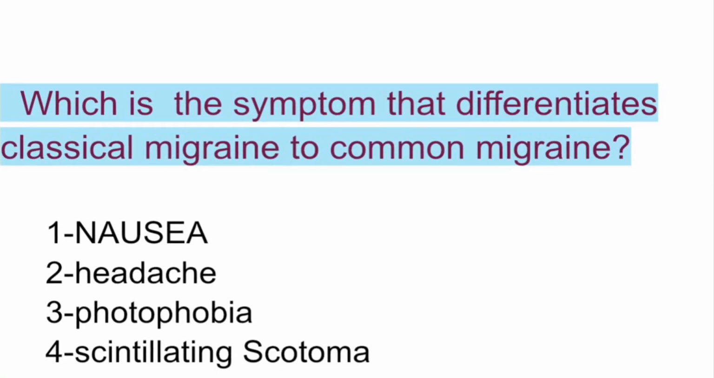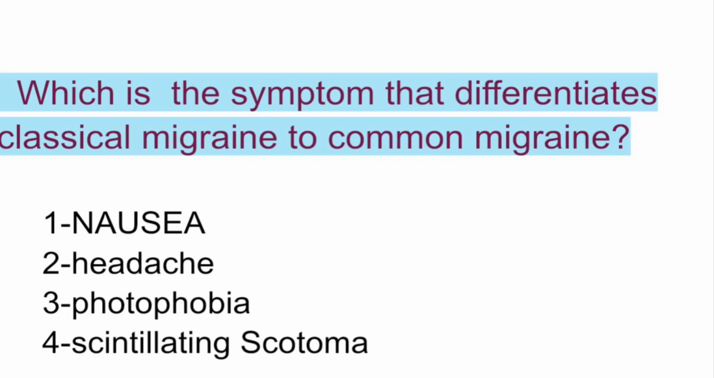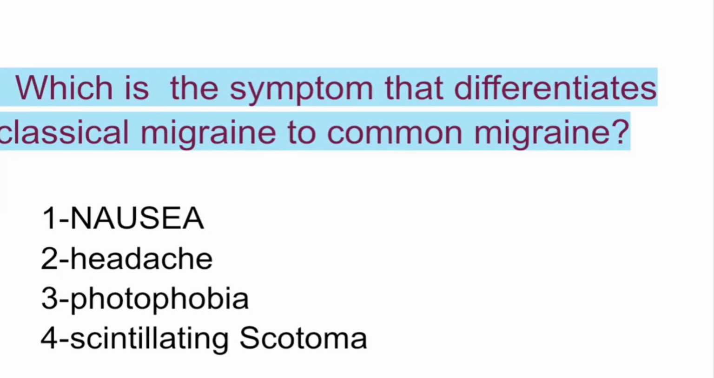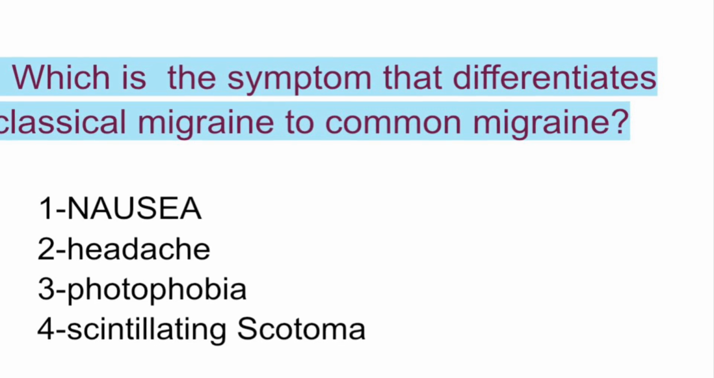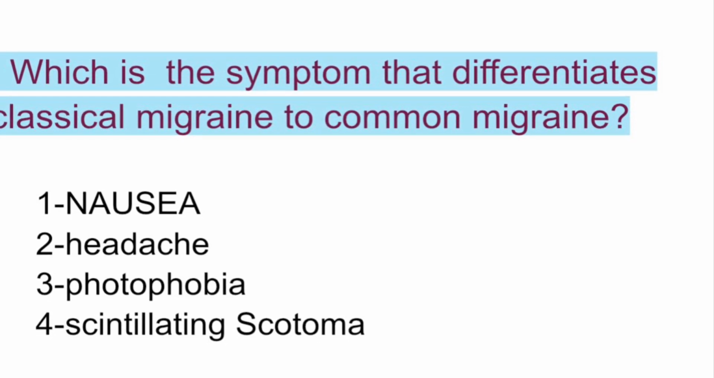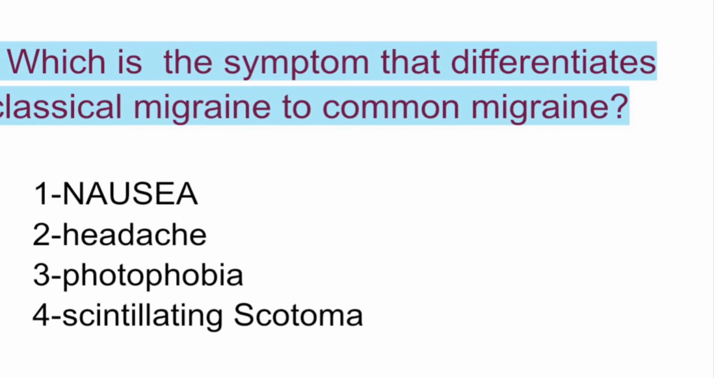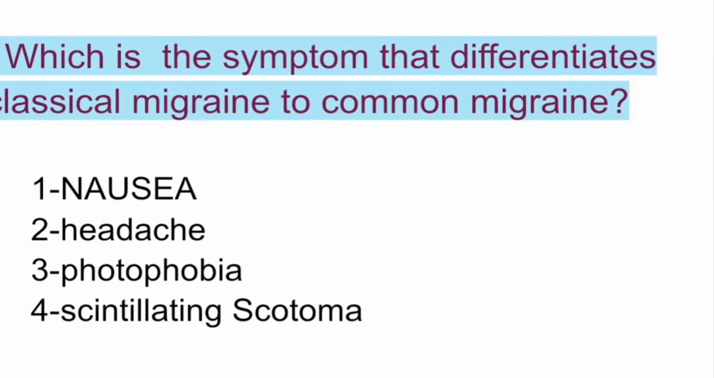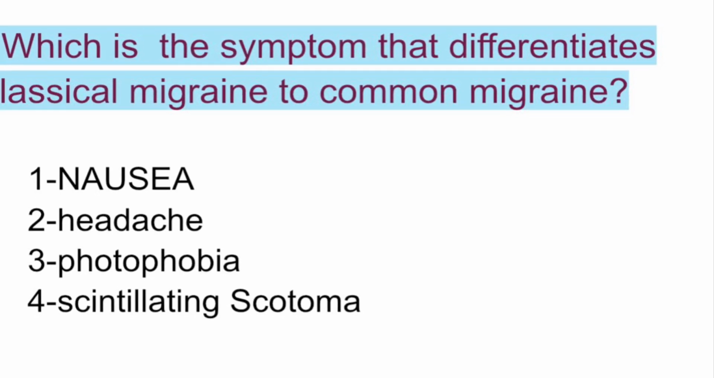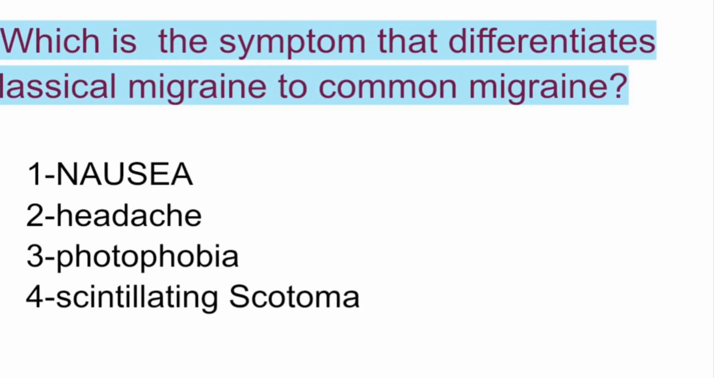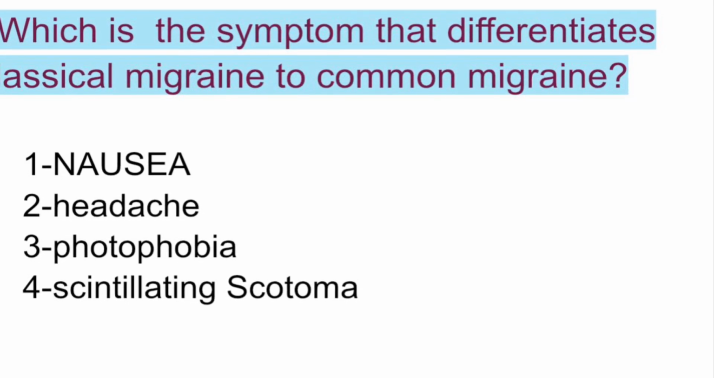Which is the symptom that differentiates classical migraine from common migraine? Options are nausea, headache, photophobia, and scintillating scotoma. The answer to this question is aura, a symptom that is common in classical migraine, that is, scintillating scotoma. It is an area of partial alteration in the field of vision that flickers with zigzagging lines that resemble a fortification or the wall of a castle.